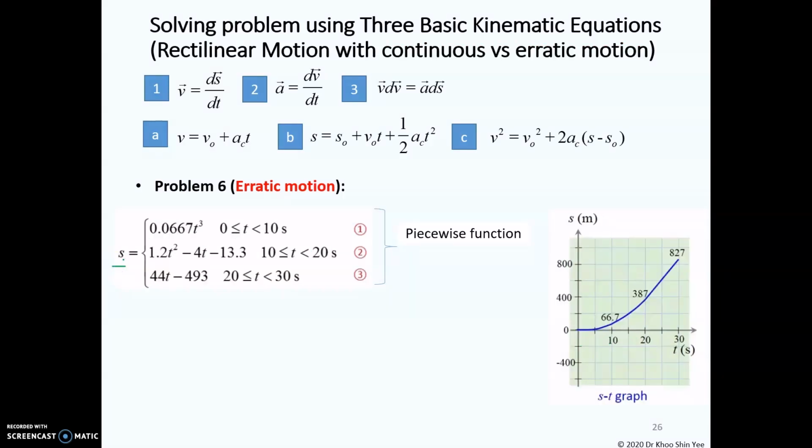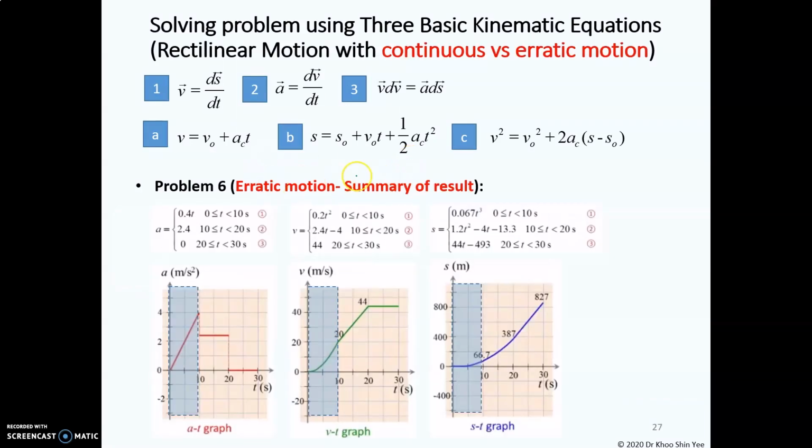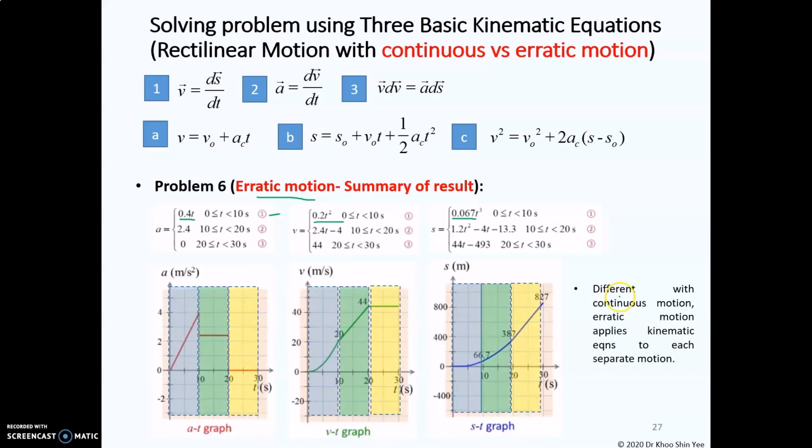Then you can obtain the displacement in the piecewise function, and if you plot this, you should obtain this graph. This problem shows that for erratic motion, you need to perform the integration part by part. So you have to continue from the first interval and then continue with the second time interval and so on. Different from continuous motion, erratic motion applies the kinematic equation to each separate motion.